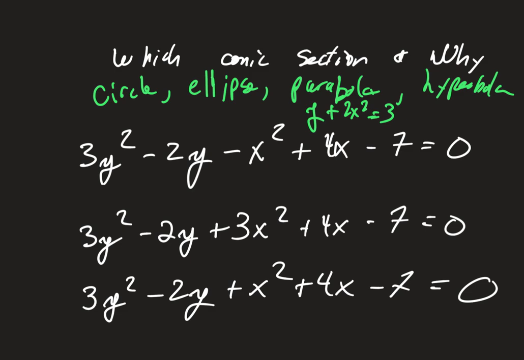So if they are both positive or both negative, it's either an ellipse or a circle. If they're different signs, it's a hyperbola. Which means, if I were matching, that's a hyperbola. And you say, what is it? Well, it's a hyperbola. And how do I know? The x squared and the y squared are not the same sign. One's positive, one's negative.